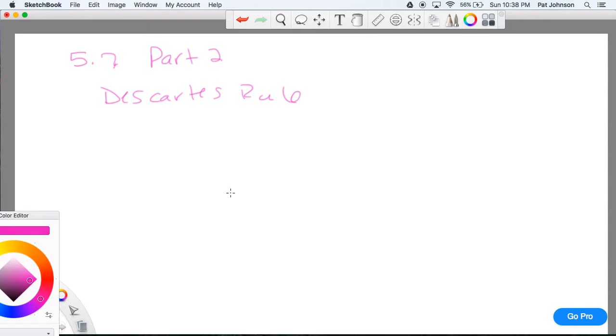It was a French man named René Descartes who discovered a relationship between the signs of the coefficients of a polynomial function and the number of positive and negative real zeros. So I'm going to just give you the rule, and then we're going to talk about it. We're going to do an example. It sounds confusing, but it really isn't.